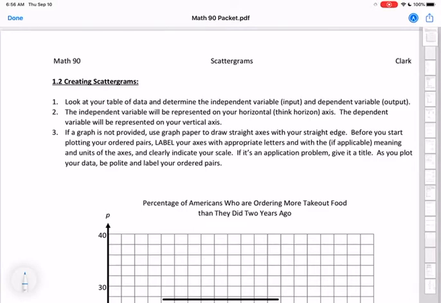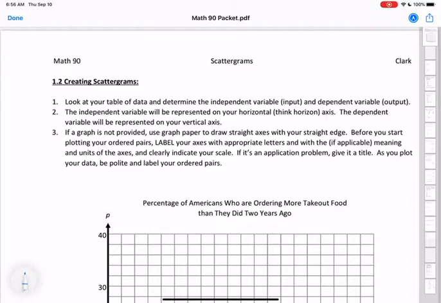So today we are looking at 1.2 scattergrams. Yesterday we also did the same section, but it was just learning how to plot the ordered pairs. Now they're just going to put a little bit of a story behind it. Okay, so it's really only two problems today. It shouldn't be too bad.